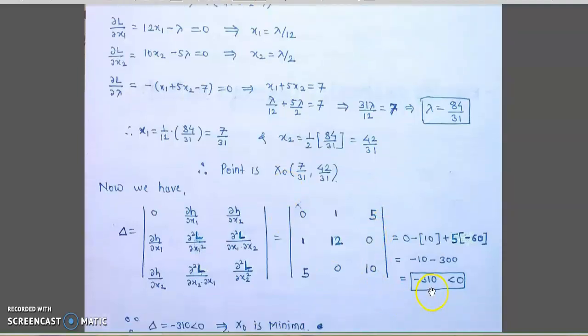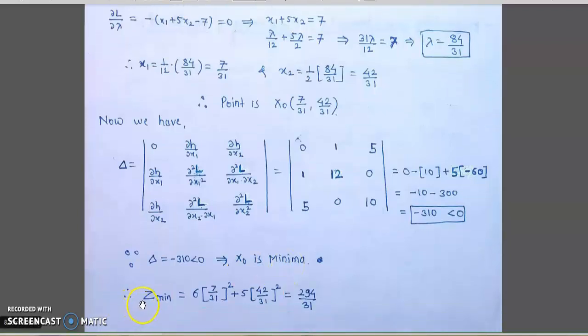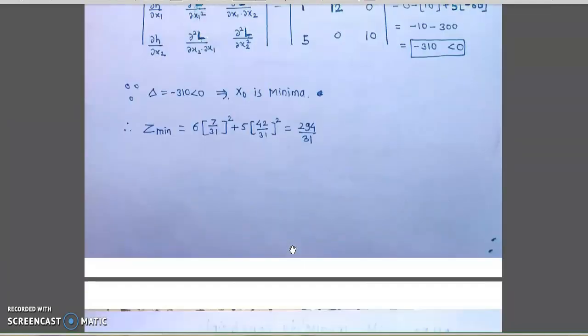So we know how to find the determinant value. It comes to minus 310, and since it is negative, we have x0 as a minimum. So we find z minimum at these two values, that is x1 equal to 7 by 31, x2 equal to 42 by 31. If we put these values into the objective function, we get the corresponding z value as 294 upon 31, which is z minimum. One more example we will see on the same line.